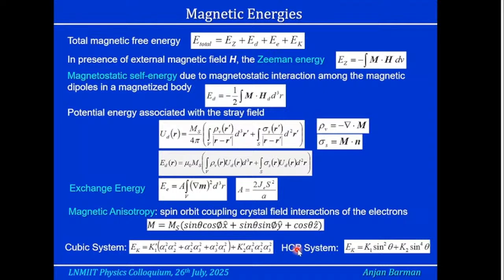So you have certain axes which are known as the easy axis, and certain axes which are known as the hard axis, along which magnetization is easier to orient and harder to orient. Okay, and these are often related to the crystallographic axes of the material.